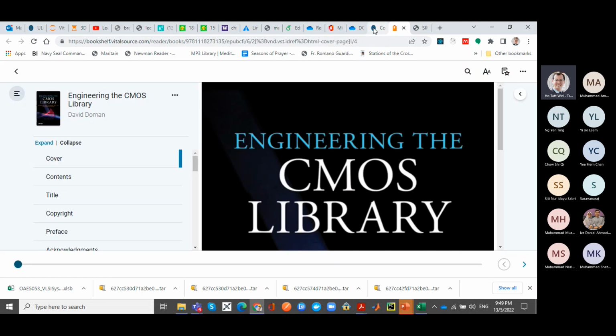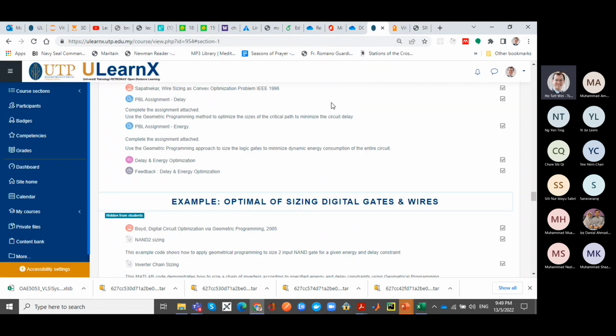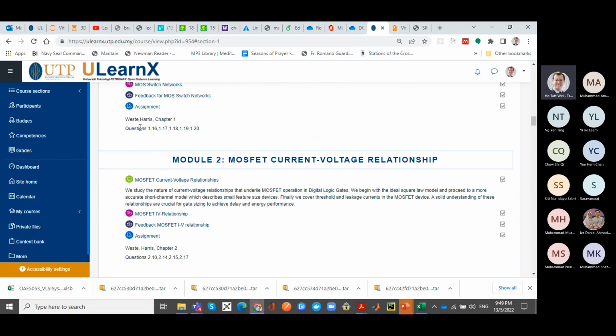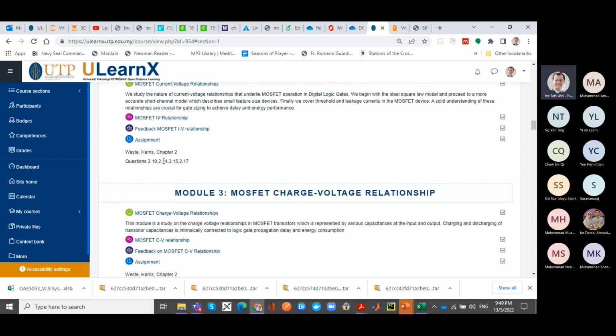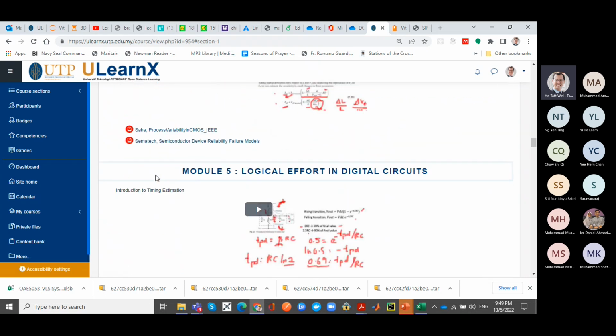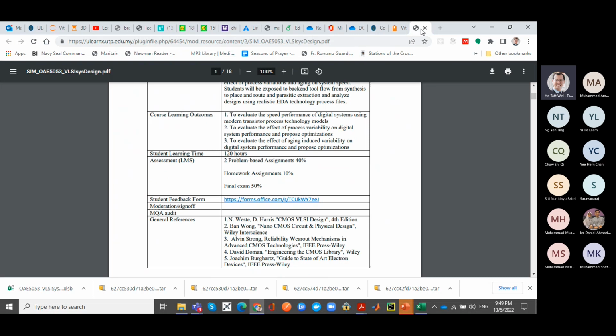And then littered throughout the ULearnX site here, you see from module 1, 2, 3, there's some chapter and homework questions from the chapter. This will contribute about 10% of your marks. These homework questions are more just reinforcing the concepts. I just give you 10% for the effort. The final exam will be about 50%.